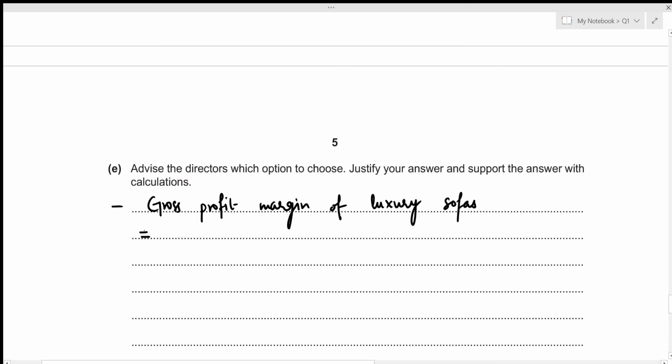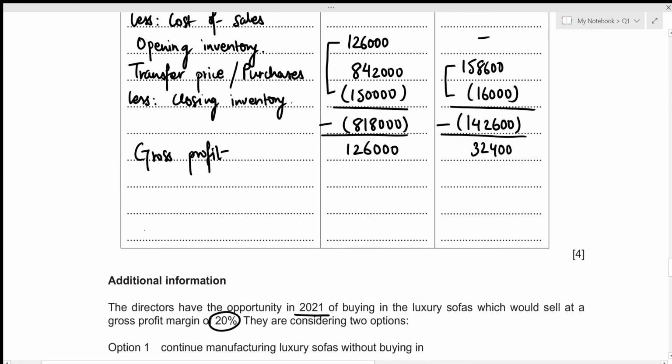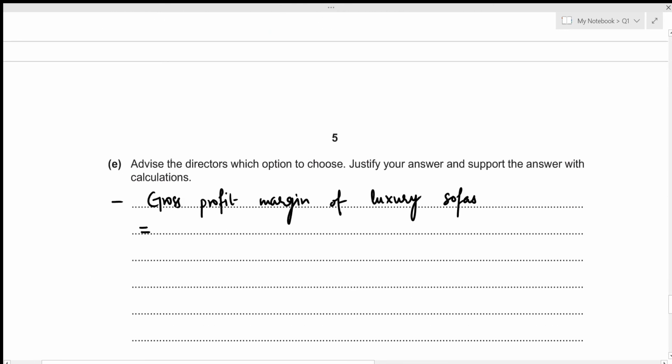Okay. So this is going to be a little bit tricky because it involves our manufacturing account, right? So we definitely have to include our gross profit. That's 126,000. Let's do that. 126,000.